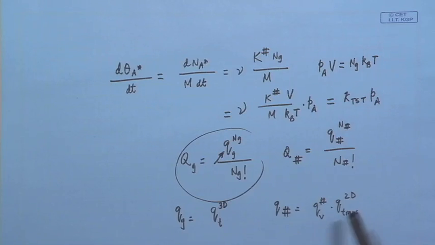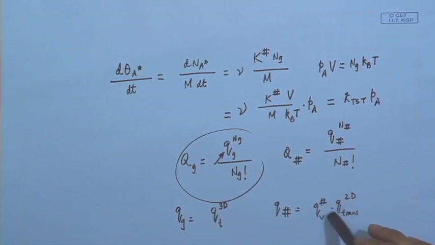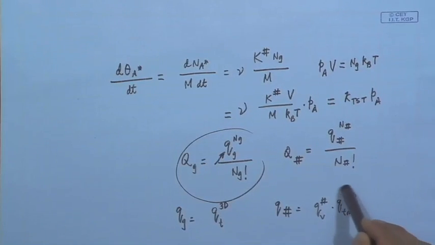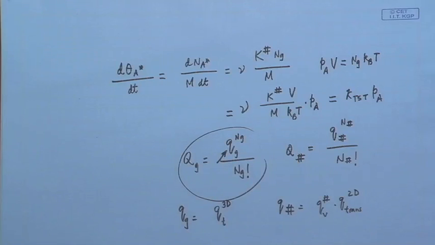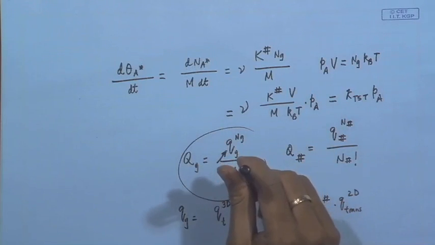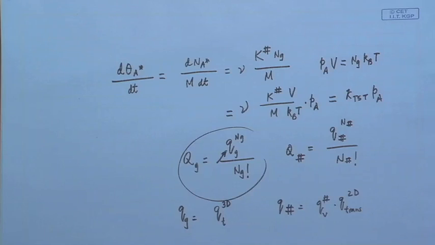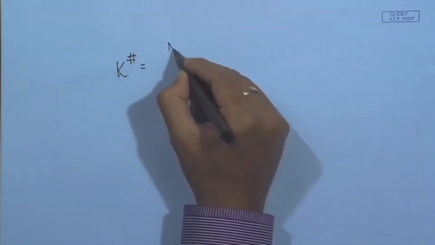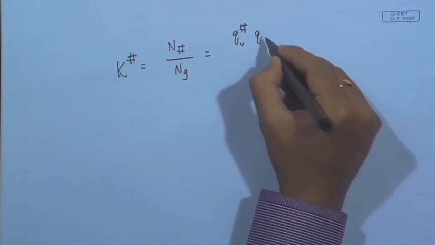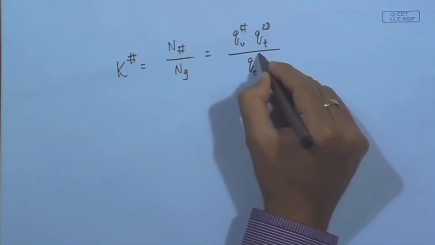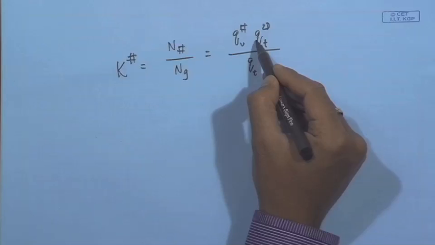So why 2D? Because as soon as the gaseous atoms are confined, they have the option to move in 2 dimensions only, this way or that way. The third dimension, moving to the top, is not there. Therefore, we have taken one vibrational mode out of the translational modes. So, K double dagger is equal to N double dagger divided by N_g, which is equal to q_v double dagger q translation 2D divided by q translation 3D. So 1 degree of freedom is taken out as a product.